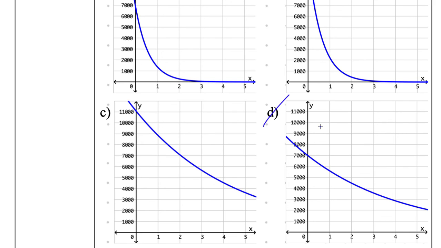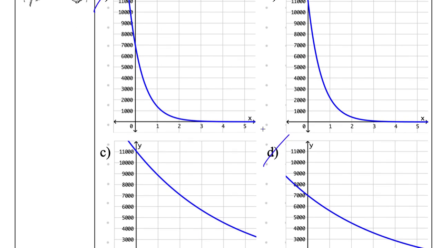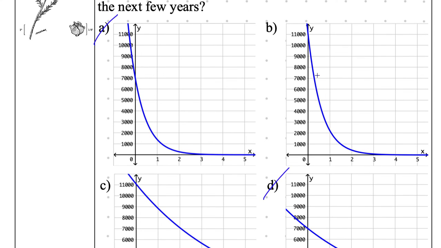And I also think we can eliminate A, too, because it also doesn't start at 7,000. Okay, yeah. Wrong initial amount. I totally agree. Cool. Thank you. All right. I need someone else to tell me, how do I decide between B and C now? One is not so steep. One is very steep. What's going on here?